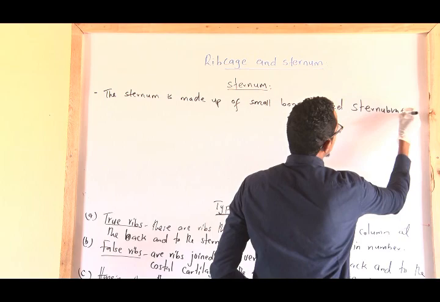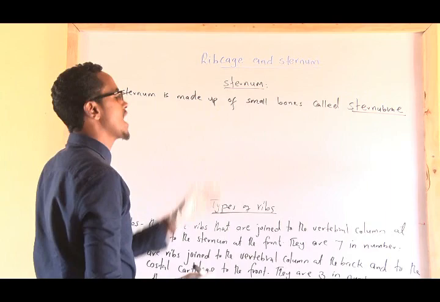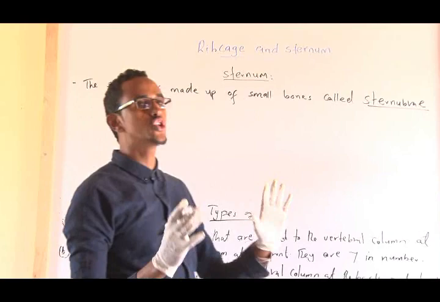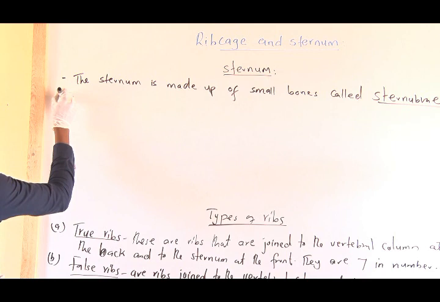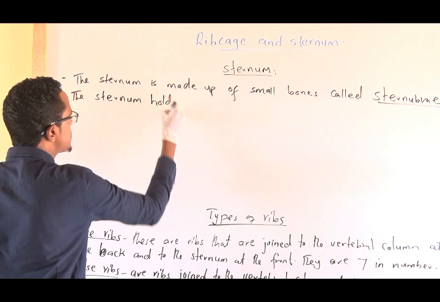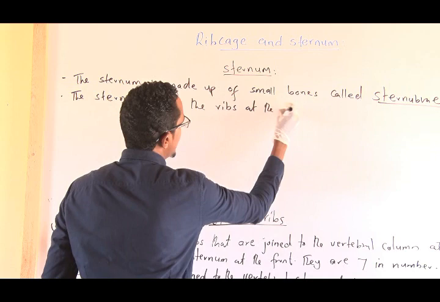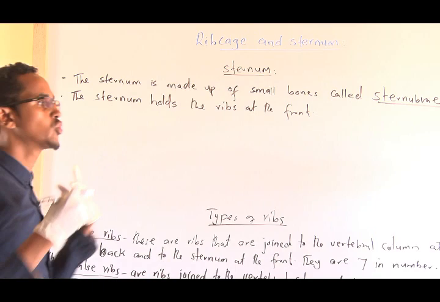Good. These bones are attached at an immovable or fixed joint, and therefore, although it's made up of small bones, you will not see them moving. It just appears as one solid bone. The sternum holds the ribs at the front. It also contributes to providing protection to the internal organs, of course.